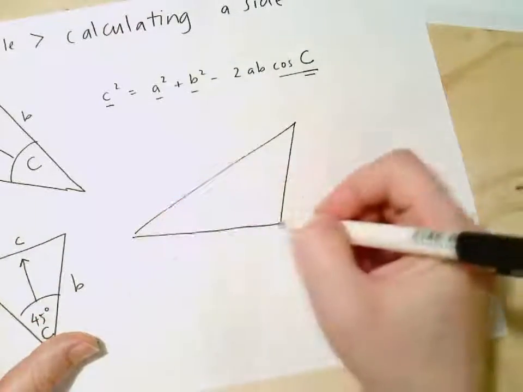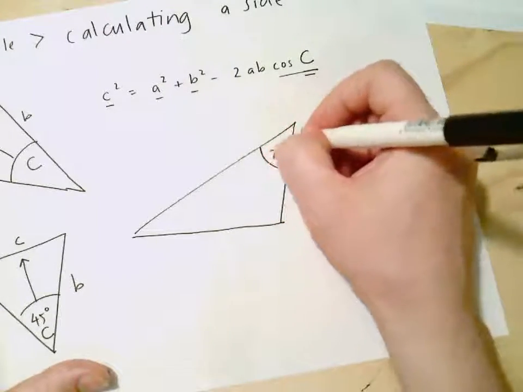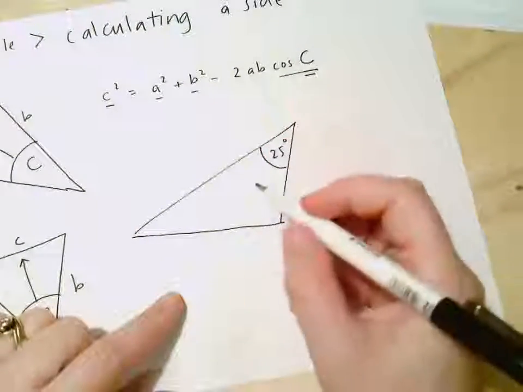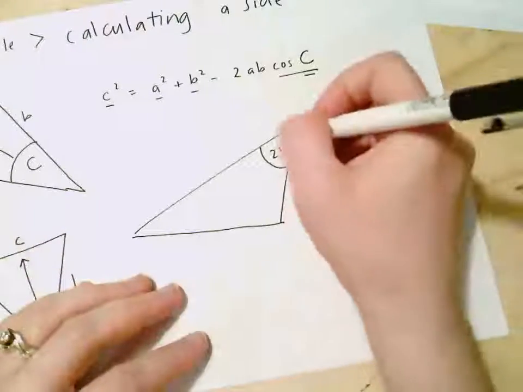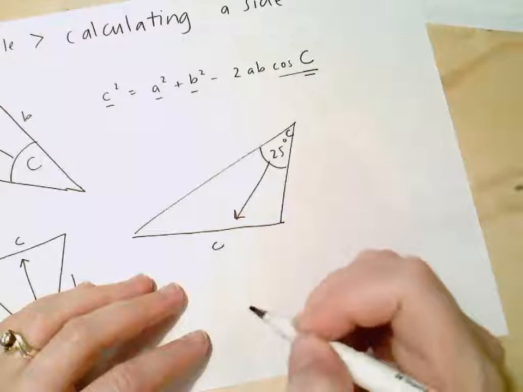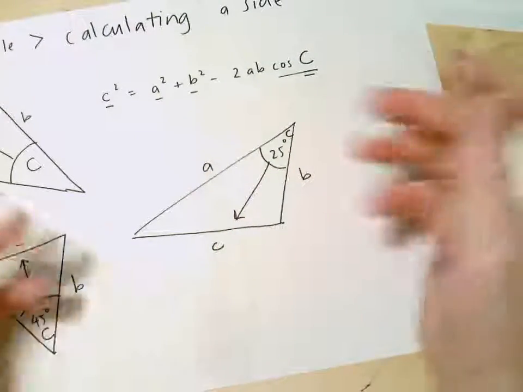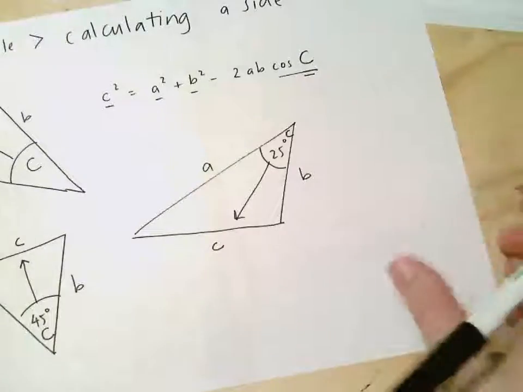Let's just say I was given this one and I was told that this angle here was 25 degrees and I needed to work out where my C's would be. Well, this is my C because it's the angle given. The side opposite must be my lowercase c. A and B don't matter. Okay, so that's how we label this triangle. So let's have a look at a question, just to get us started.